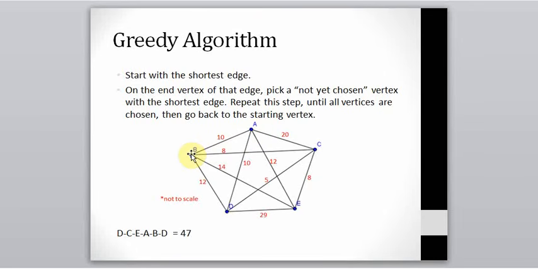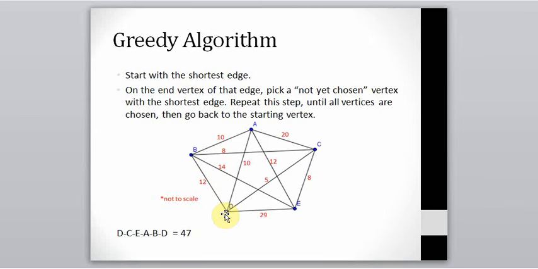Then this is our last vertex to be visited. So we are done with D, C, E, A, last is B. Then since this is the last, you need to go back to your starting vertex, which is D.